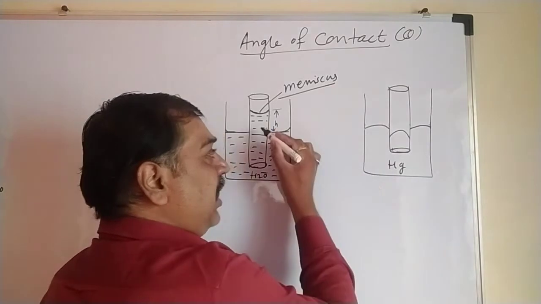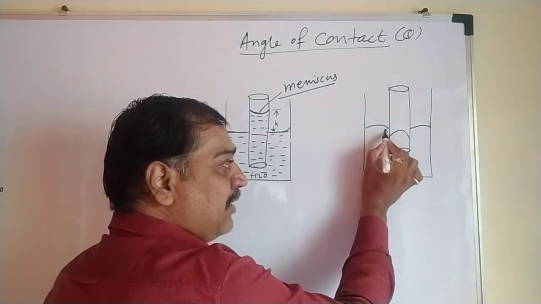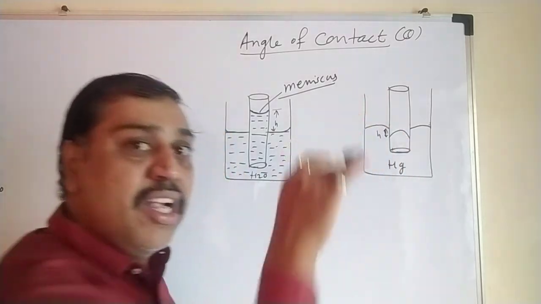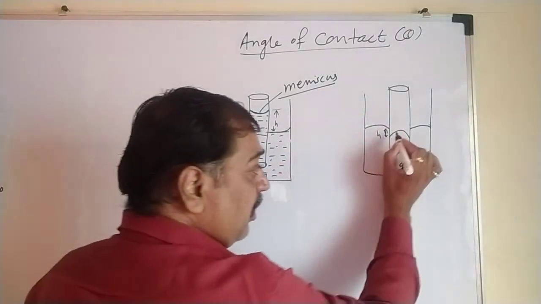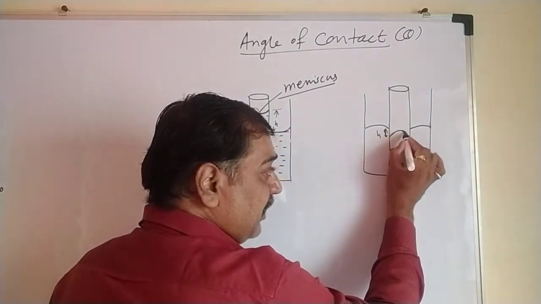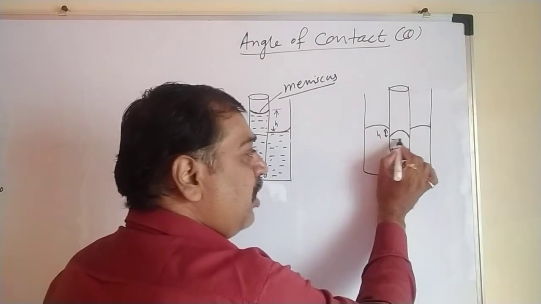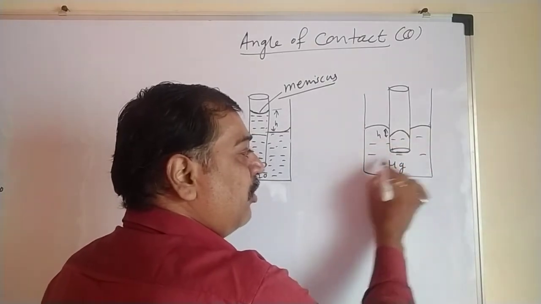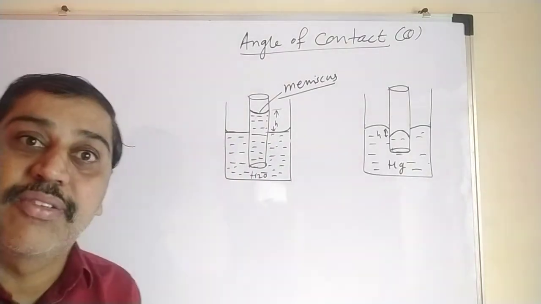It is seen that instead of rising, the level falls by some height. This is the height by which the liquid level decreases. How it happens, we'll see in the next topic. So here, if you see the shape of the liquid inside the capillary, it is nothing but a convex part. So in the case of mercury it is convex, and in the case of water it is a concave part.